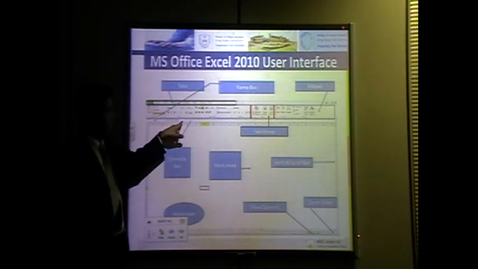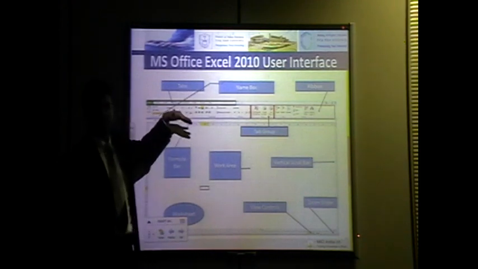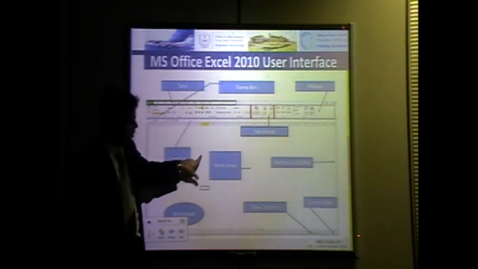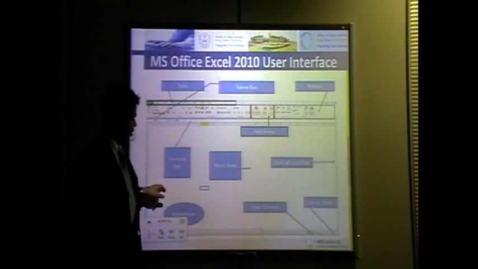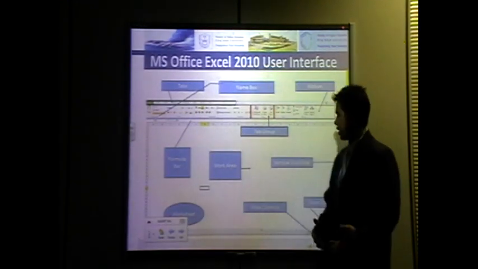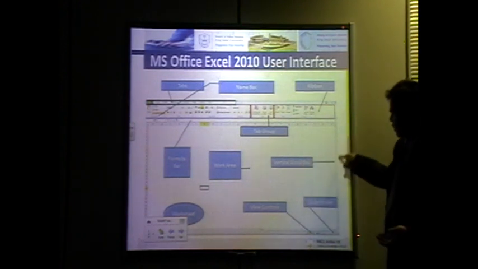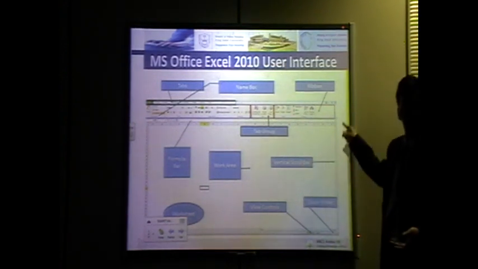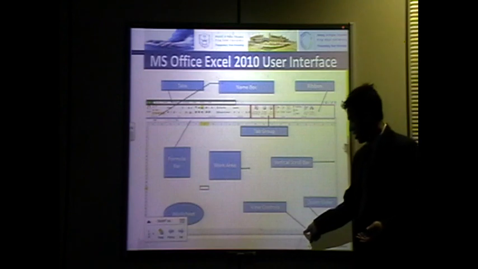Formula bar. Below the ribbon, this is the formula bar. This portion is called the work area. Here you can work, here you can enter your data. This is the vertical scroll bar. Just you can move. Here is the control.